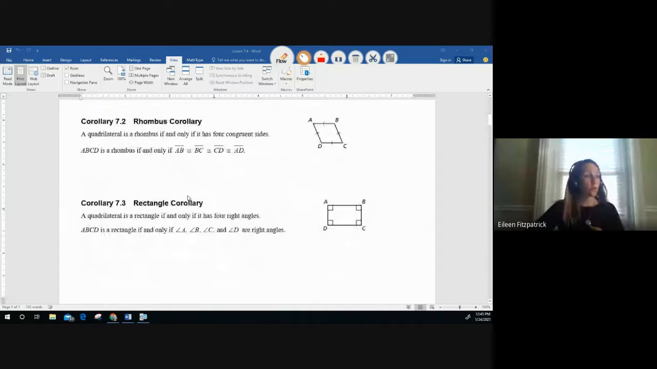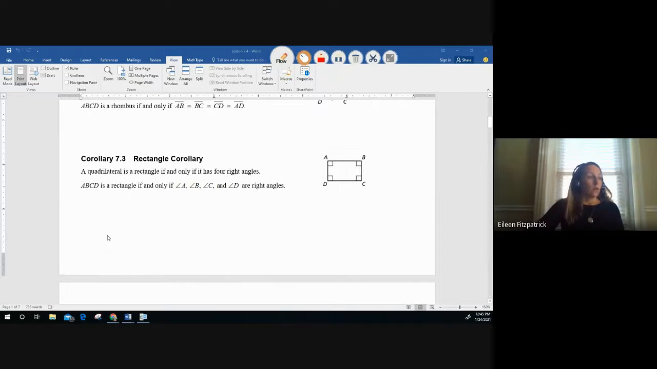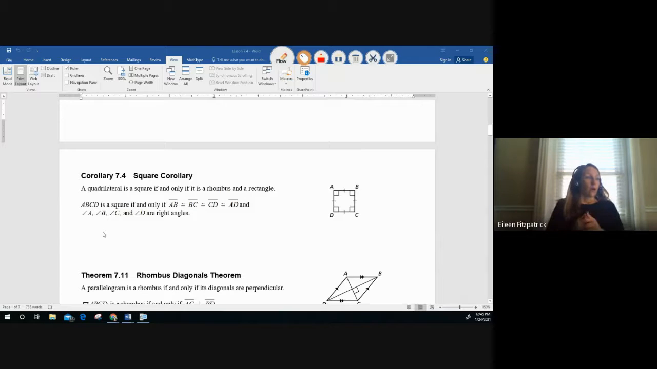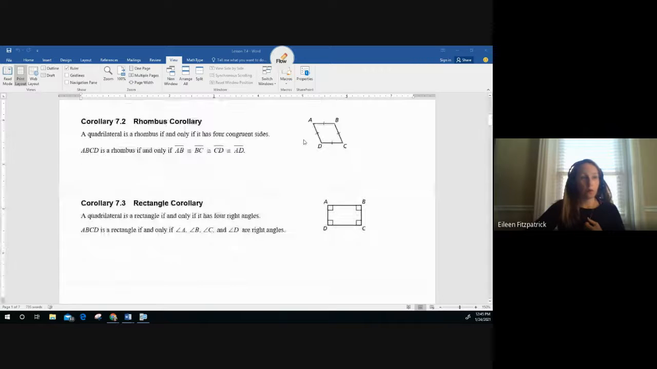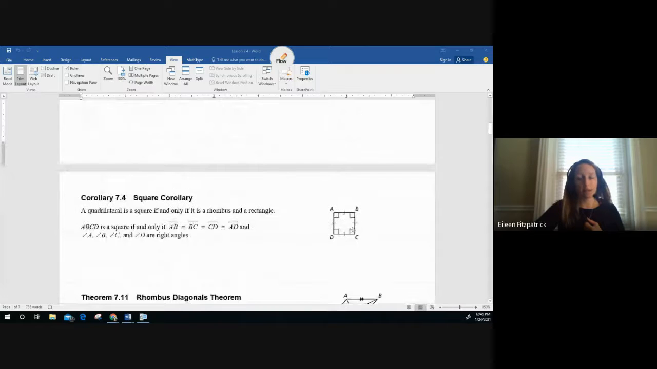So there is a corollary for our rhombuses. Okay. A quadrilateral is a rhombus if and only if it has 4 congruent sides. All right. So we already said that above. And then our corollary for a rectangle, a quadrilateral is a rectangle if and only if it has 4 right angles. And then our corollary for a square, a quadrilateral is a square if and only if it is a rhombus and a rectangle. So think about that. If it's a rhombus, so if all 4 sides are congruent and it's a rectangle, all 4 angles are right angles, that makes it a square.